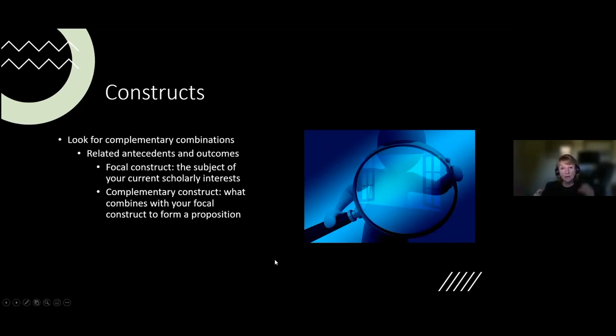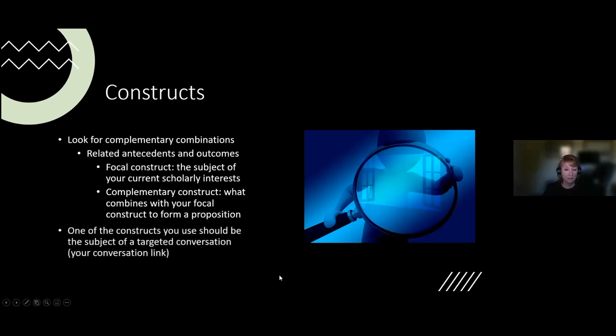So if you start with one and then think about what comes before the construct and what comes after it, it's much easier than sitting down and saying, oh my gosh, I've got to draw a whole model here and I really don't know where to start.